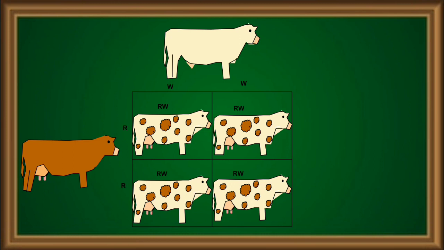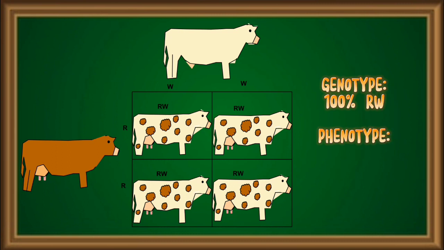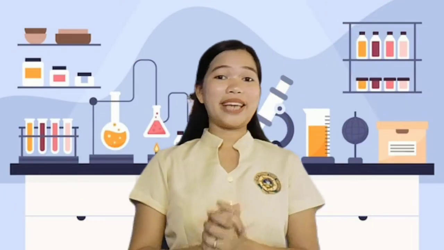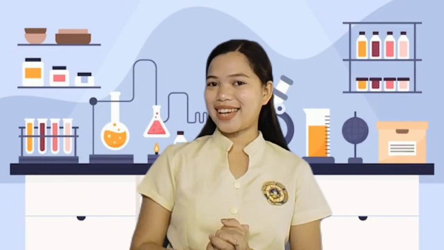Now let us identify the genotype and the phenotype of the offspring. Remember that each box is equivalent to 25%, and as you can see, all the genotypes are the same, meaning 100% of the offspring will have the genotype uppercase R and uppercase W. Now the result when we cross the white and red cow is 100% roan calf or spotted skin colored cow. Got that? Okay, let's move on to the other type.